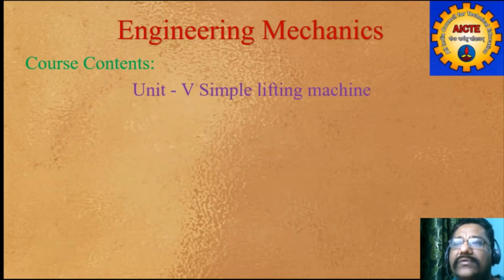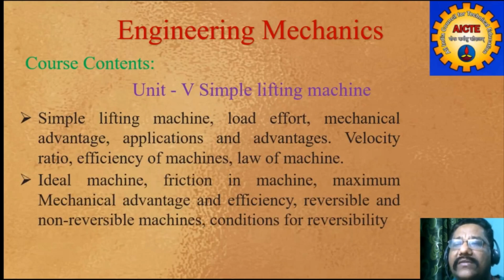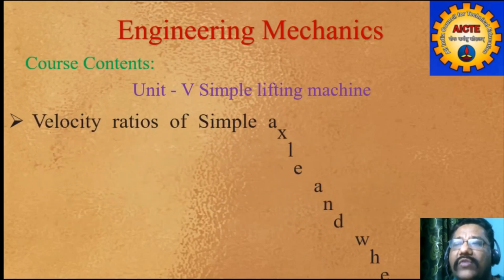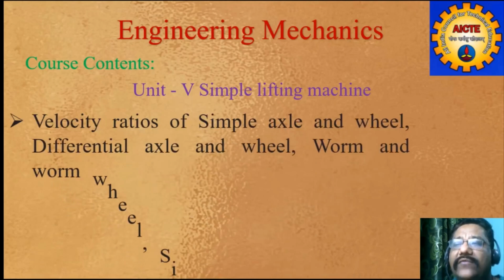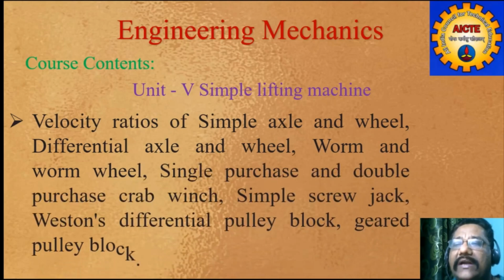Unit number 5 is simple lifting machines. Simple lifting machines, load, effort, mechanical advantage, applications and advantages, velocity ratio, efficiency of machines, law of machines, ideal machine, friction in machine, maximum mechanical advantage and efficiency, reversible and non-reversible machines, conditions of reversibility, velocity ratio of simple axle and wheel, differential axle and wheel, worm and worm wheel, single purchase and double purchase crab winch, simple screw jack, Weston differential pulley block, and geared pulley block.